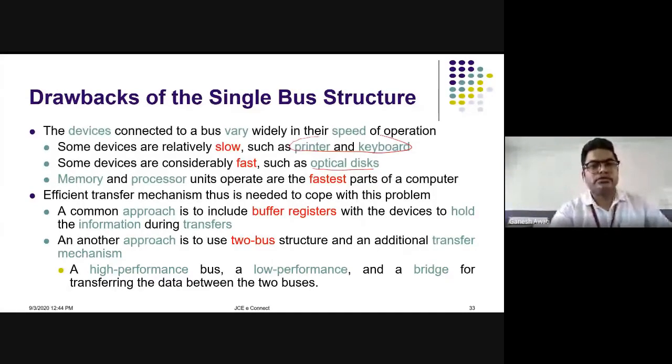So the memory and processor units are the fastest, is what we are saying here. An efficient transfer mechanism is needed to cope with this problem, because some of the devices are slow and some are fast. So how will your computer handle the transmission speed?